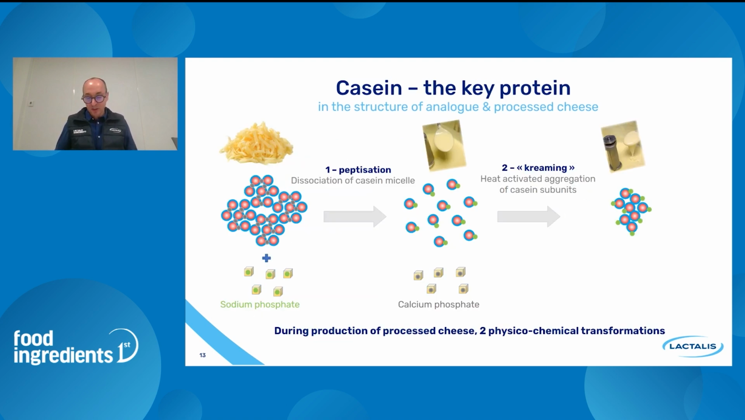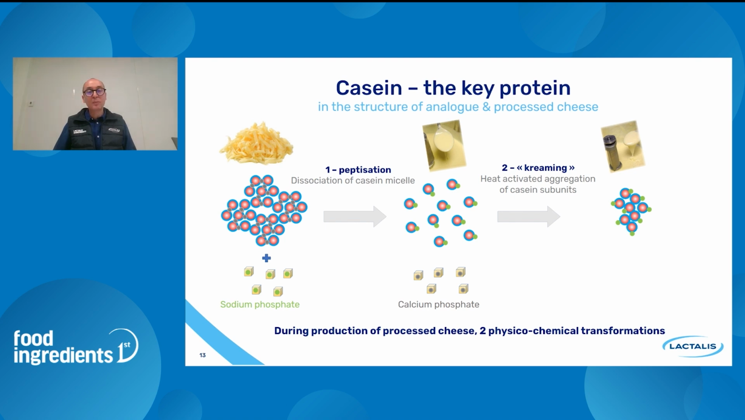Processed cheese making is in fact a second transformation of the cheese. So let's see now which kind of transformations are involved during processed cheese making. The chemical action of the melting salts combined with heating and shearing leads to 2 transformations.